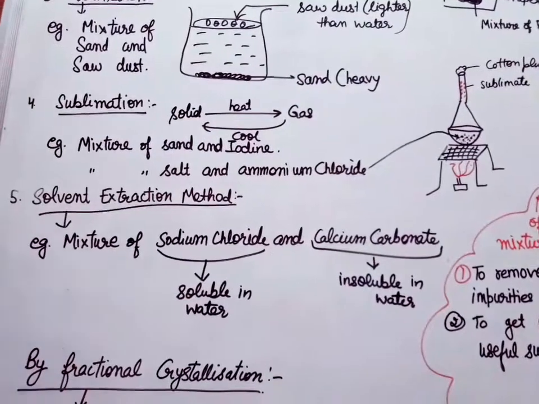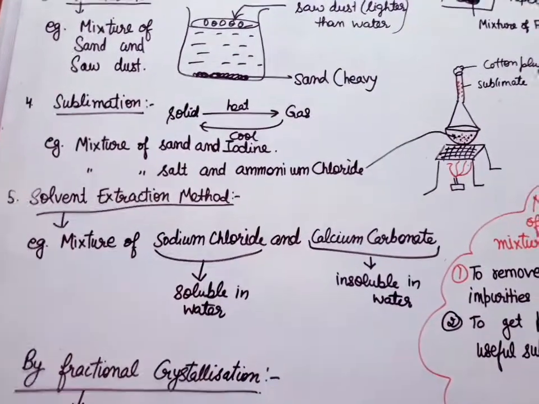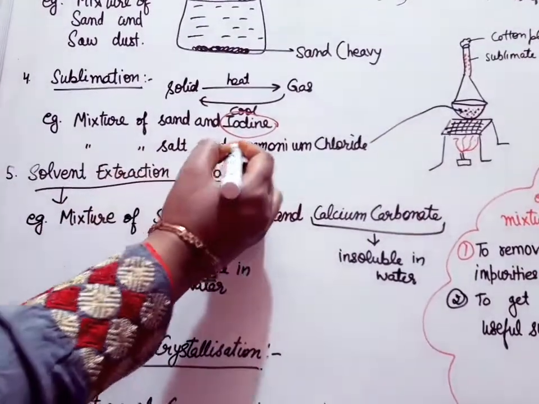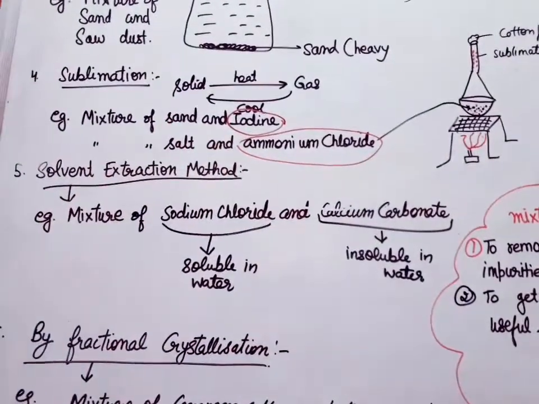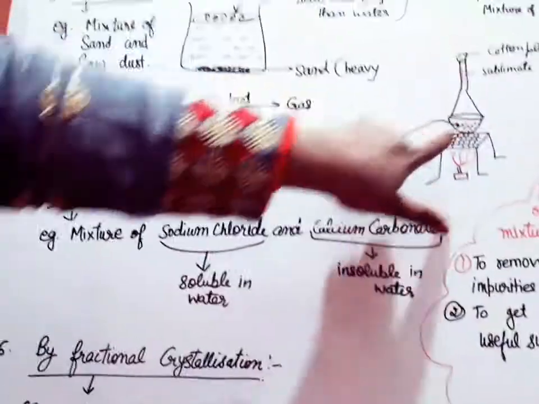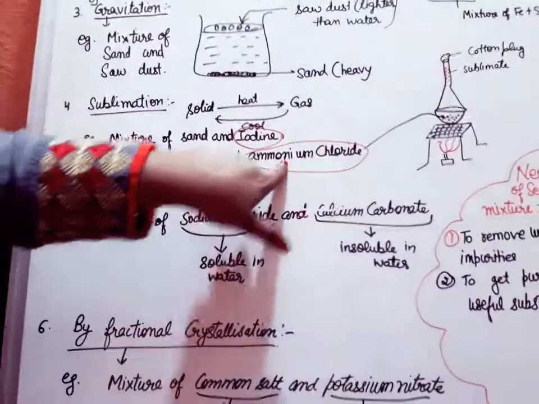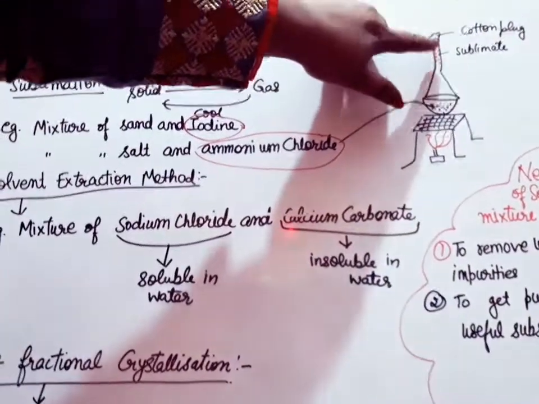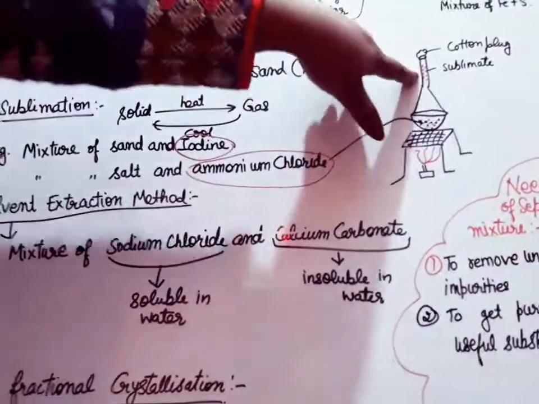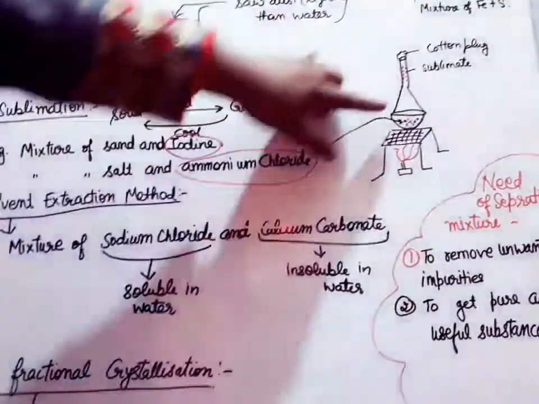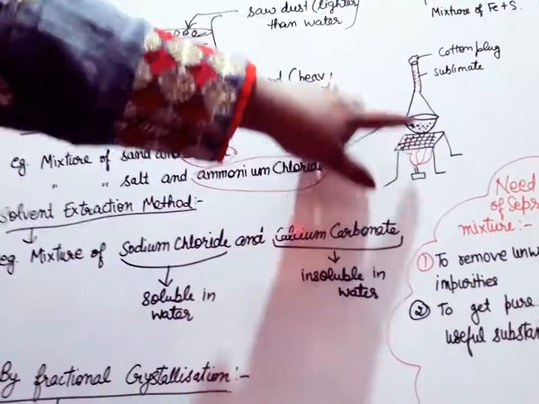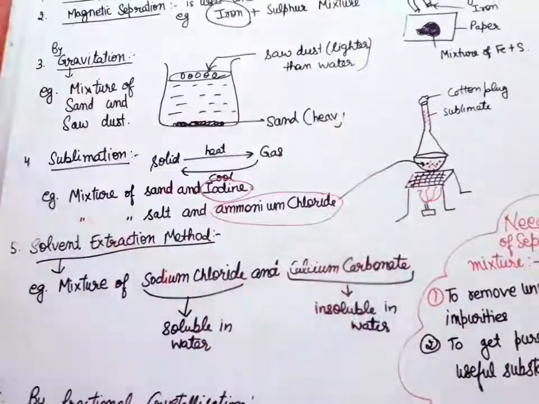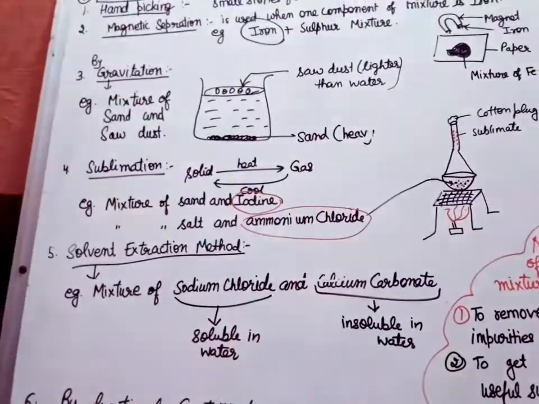In this, sand and iodine mixture shows the sublimation, and the mixture of salt and ammonium chloride also shows the sublimation. So you will take it in the china dish, the mixture of salt and ammonium chloride. If you have taken this, then the ammonium chloride on heating will vaporize and it will be collected on the wall of the inverted funnel, and it is called sublimate. And what will be left behind inside the china dish after heating? Ammonium chloride will be evaporated, leaving behind the salt in the china dish. So in this way salt and ammonium chloride is separated.